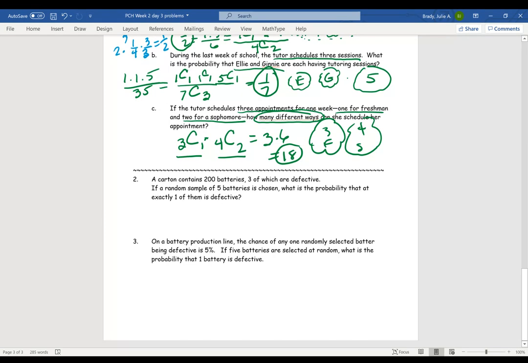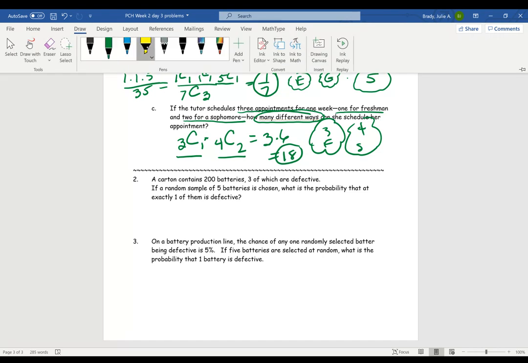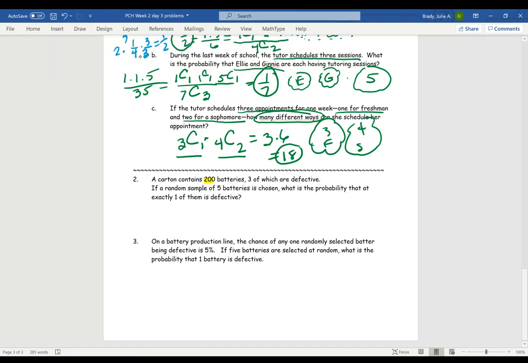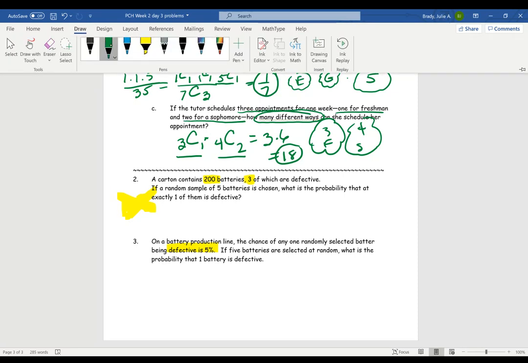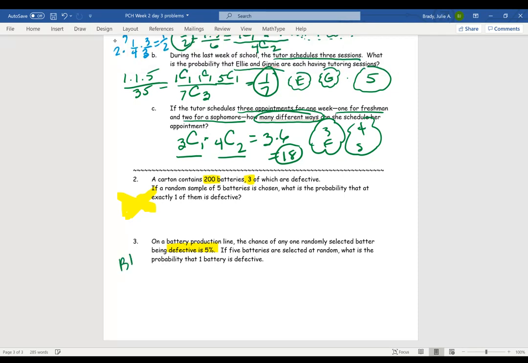Okay, let's look at the last set of problems for today. And let's look at the difference, okay? For problem 2, there's 200 batteries, 3 of which are defective. So when you pick a defective battery, you change your chances of having a defective battery. So I know that this one is not binomial theorem. But for the second one, the chance of picking a defective one is always 5%. So I know that this one is binomial theorem and this one isn't.